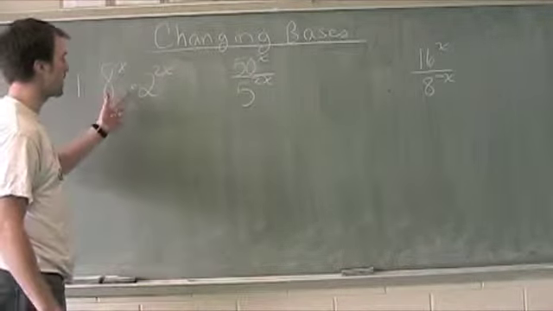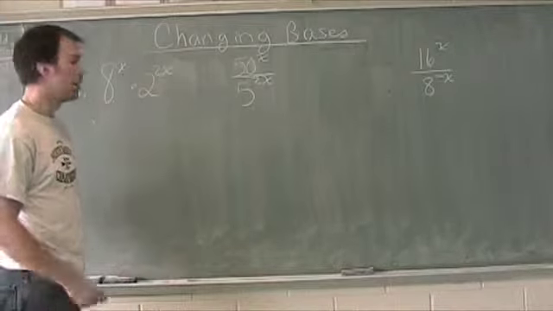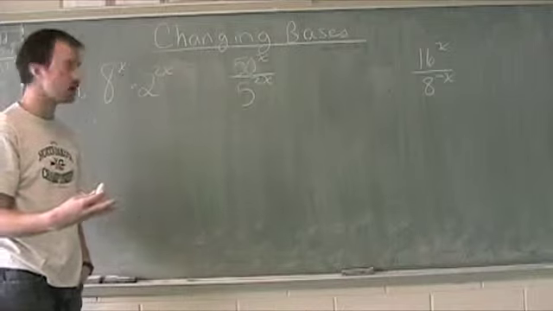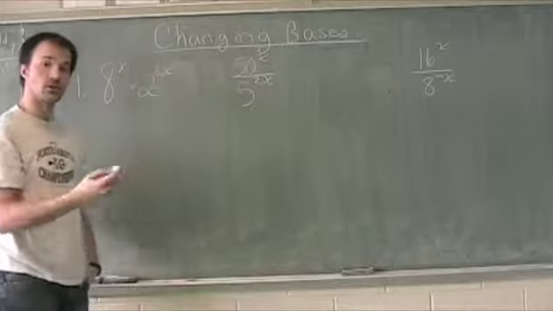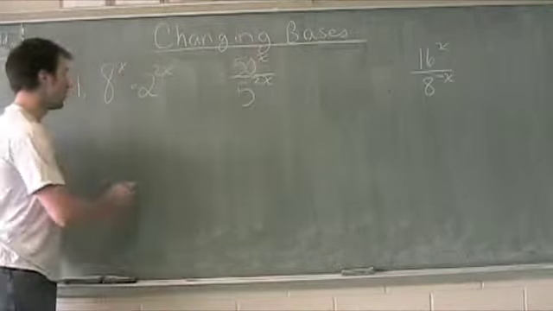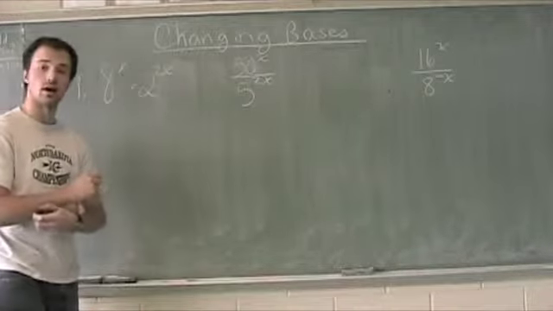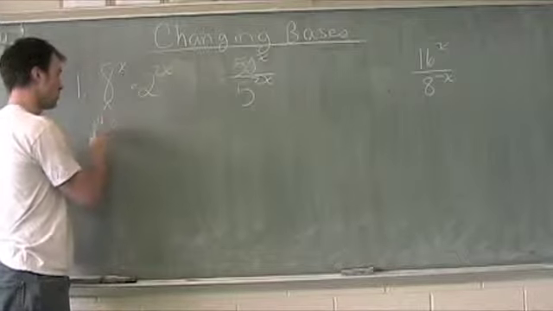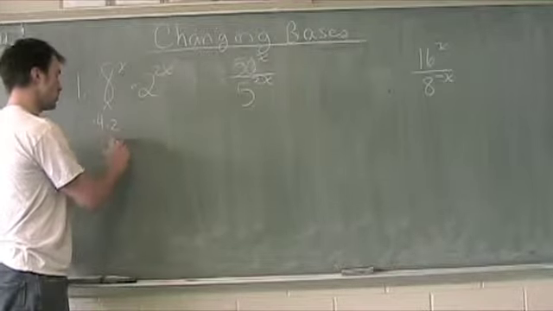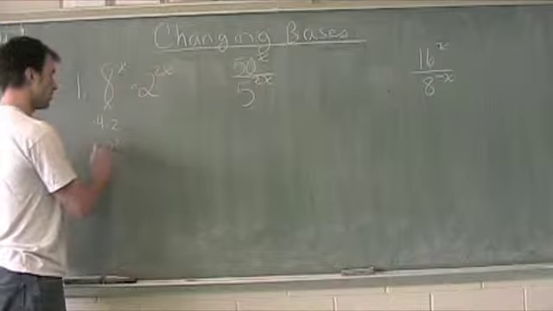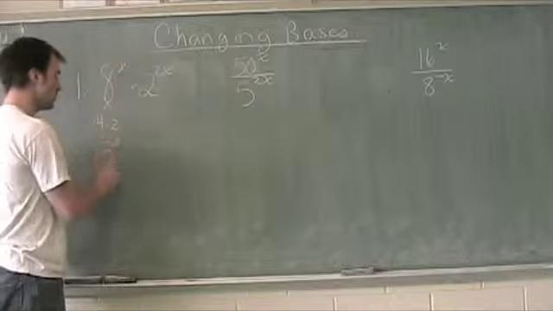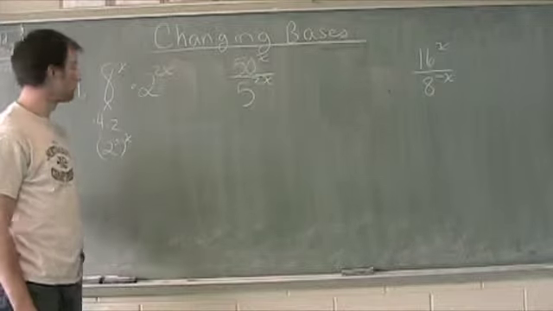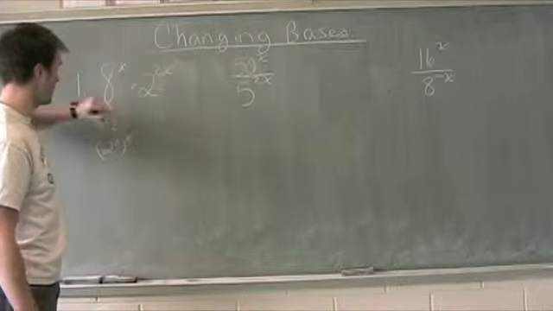So here we have 8 to the x times 2 to the 2x. Okay, well, is there any other way that we can express 8? Because there's no other way to express 2, because 2 is a prime number. Okay, we should look for another way to express 8. Now, 8 is 4 times 2, or 2 cubed. Now, if we replace 8 with 2 cubed, we get 2 cubed to the x power, or to the x exponent.